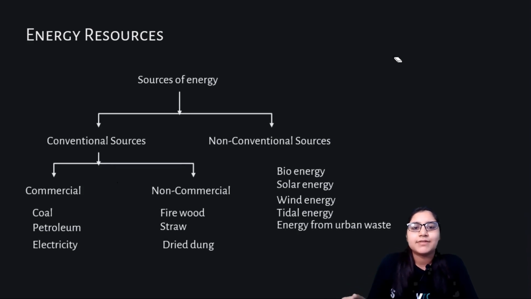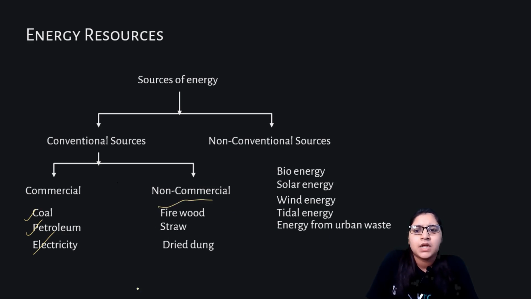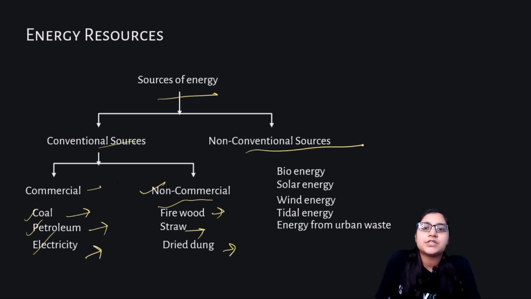So energy can be generated from fuel minerals like coal, petroleum, natural gas, uranium, and from electricity. So all these are the sources of energy. Conventional sources are commercial and non-commercial, that are coal, petroleum, electricity, firewood, straw, dried dung. While non-conventional sources are bioenergy, solar energy, wind energy, tidal energy, energy from urban waste.